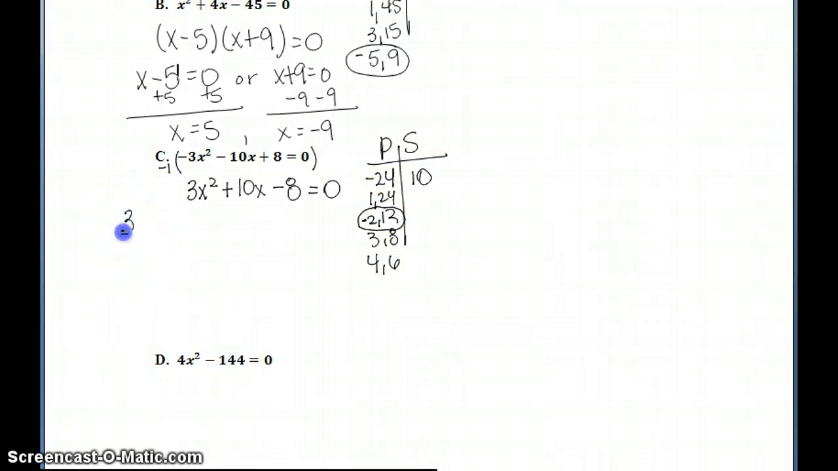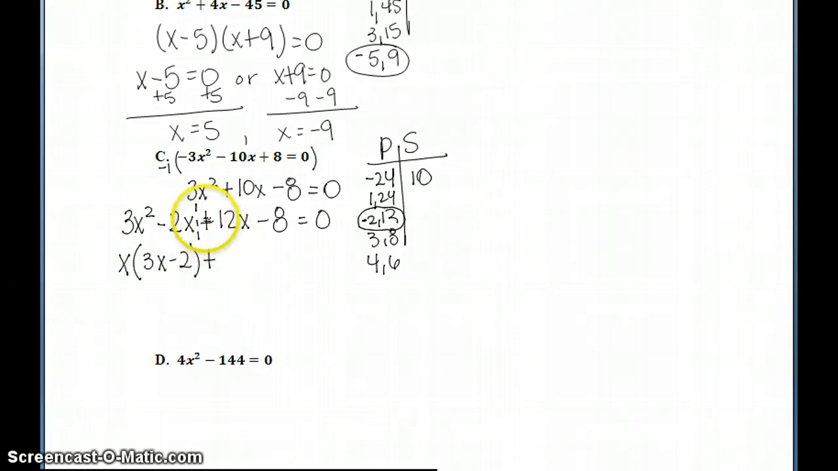So what I want to do, if you recall, is make this into a grouping problem. I do 3x squared, and I'm going to do the negative one first and the positive one second. I'm actually just replacing my positive 10x with negative 2x and positive 12x. Then I'm going to group. My 3x squared minus 2x, they have an x in common, and that's it. So I'm taking out an x, and it's going to leave me with 3x minus 2.